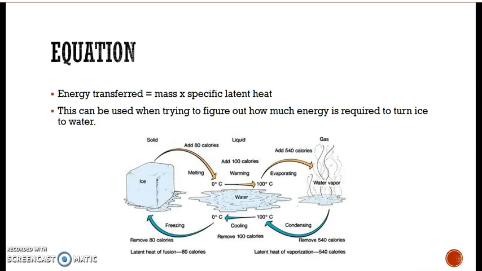Equation: energy transferred equals mass times specific latent heat. Energy transferred is actually the energy required to melt something, or to heat up something, to evaporate something. This can be used when trying to figure out how much energy is required to turn ice to water. So solid to liquid is 80 calories. I don't know why it uses calories, but in the book, if you're curious, it uses 330,000 joules to turn 1 kg of ice into 1 kg of water.